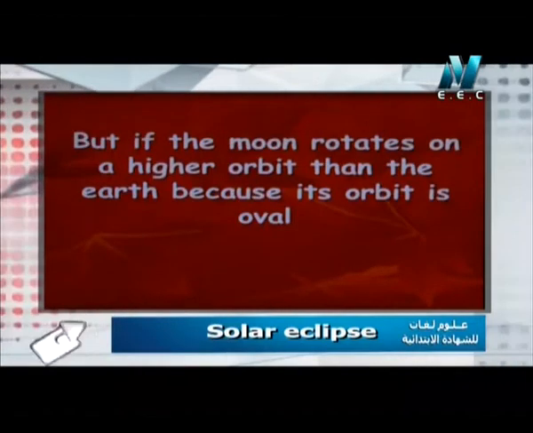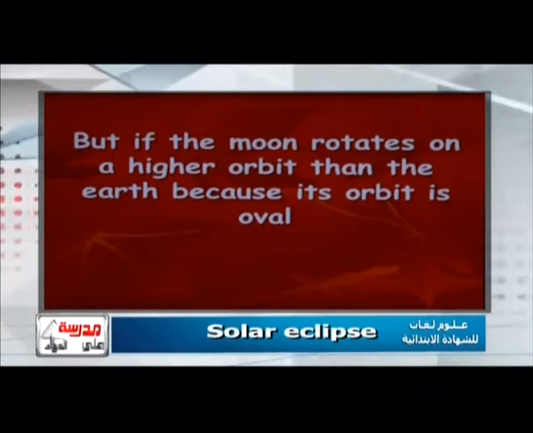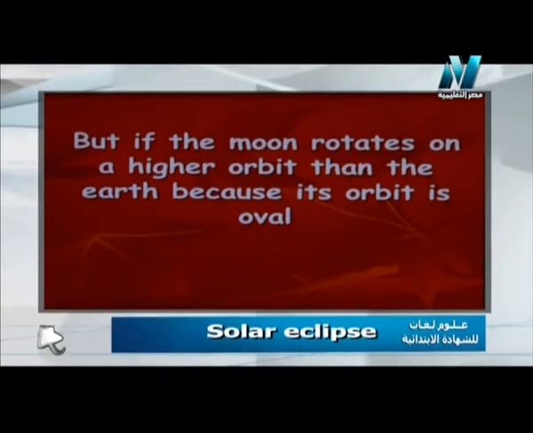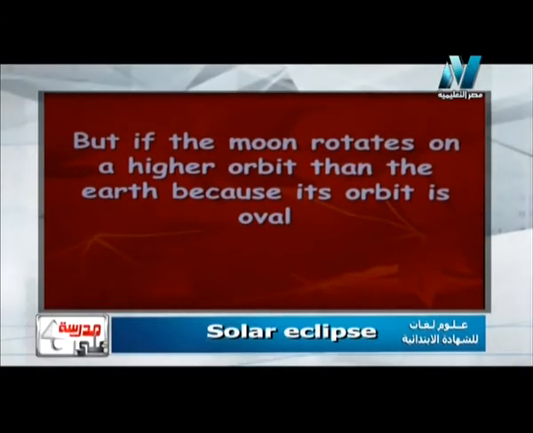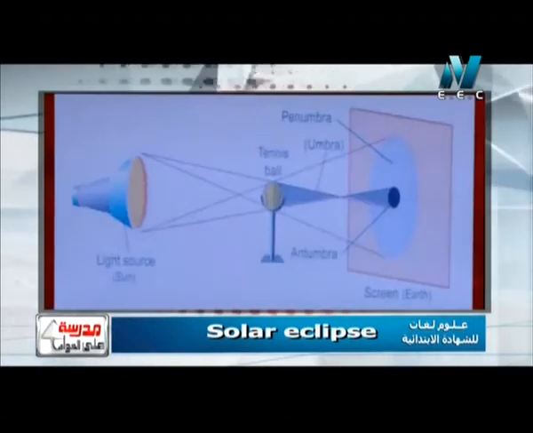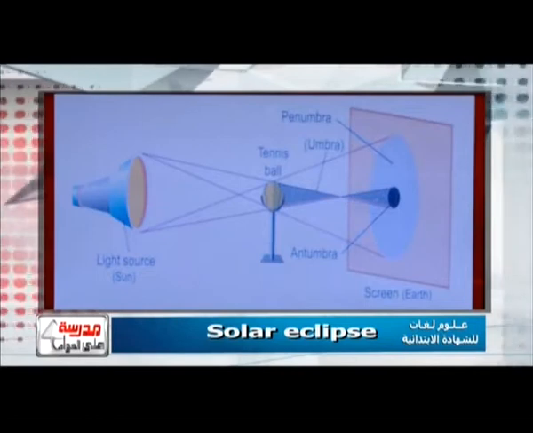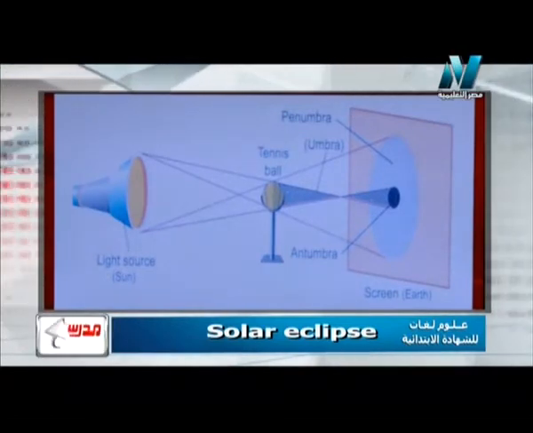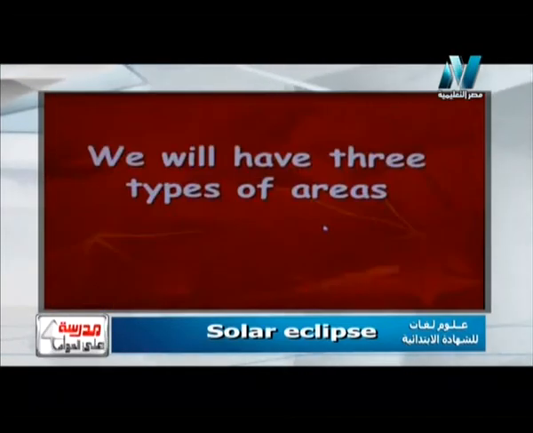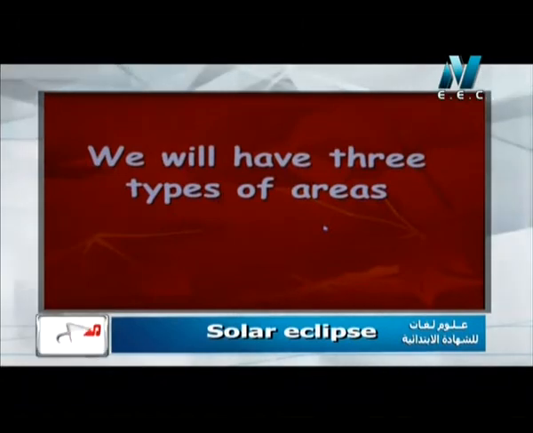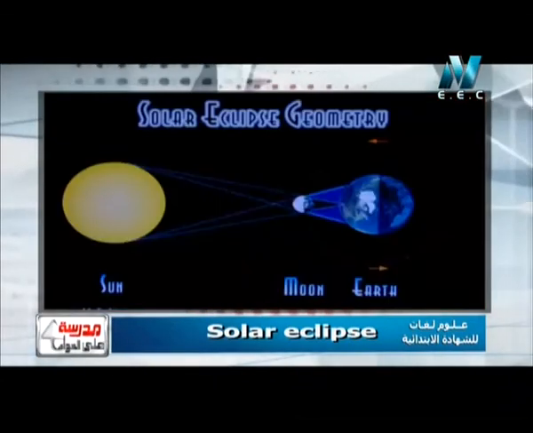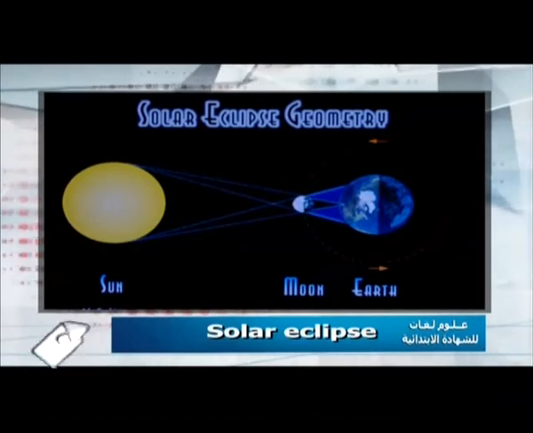So here, if the moon rotates in a higher orbit than the Earth, it will become in an orbit higher to the Earth, and it will cause antumbra area اللي احنا شايفينها دلوقتي على الشاشة. دي منطقة بنسميها antumbra وده الأمبرا ودول البينumbra. So what will we have? We will have three types of areas which are umbra, penumbra, and antumbra.